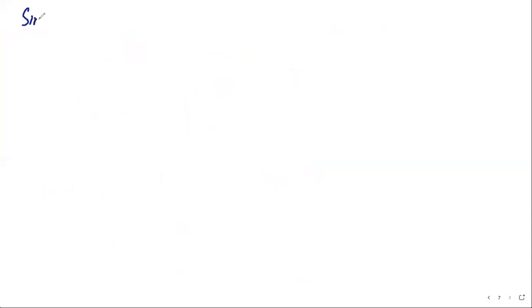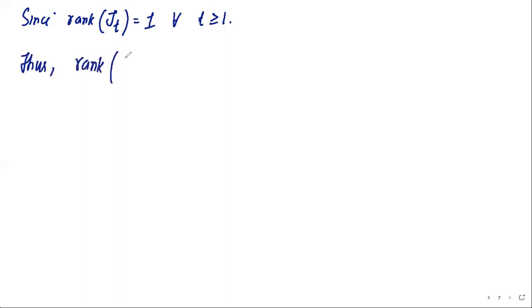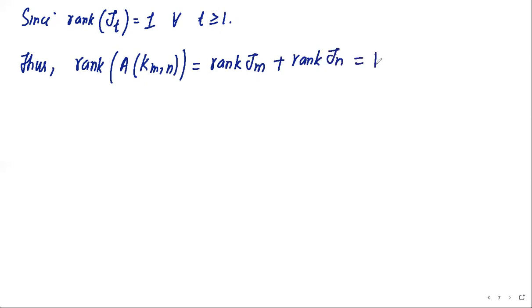Now, since rank of Jt is equal to 1 for all t greater or equal to 1, thus rank of the adjacency matrix of Kmn is equal to rank of Jm plus rank of Jn. Now rank of Jm is equal to 1 and rank of Jn is equal to 1. So rank of the adjacency matrix of Kmn is equal to 2.